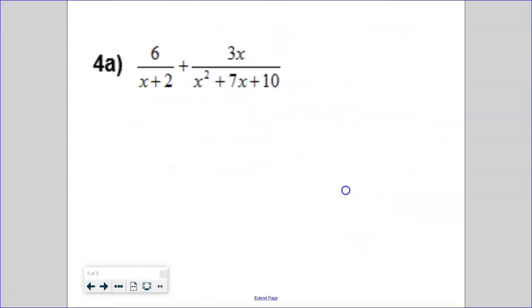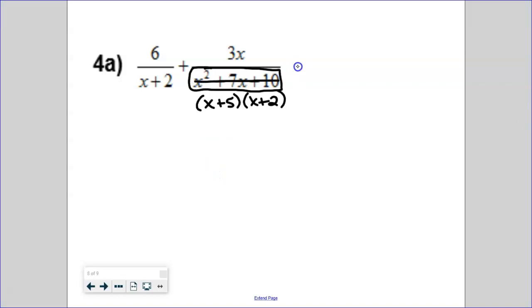All right, let's take a look at number 4, 4a first. So again, comparing 4a to 4b. These are different problems, but man, they start off similar. Either way, the first step always says to look at your denominators and look for any factoring. So x squared plus 7x plus 10, that factors into x plus 5 times x plus 2. So this denominator has a new name, and it's x plus 5 times x plus 2.